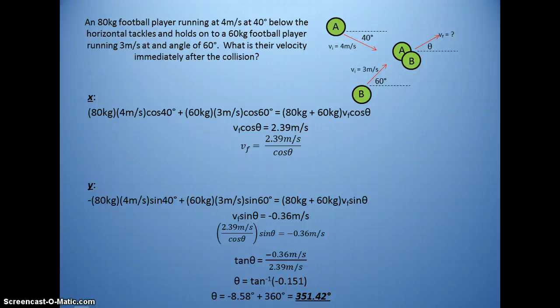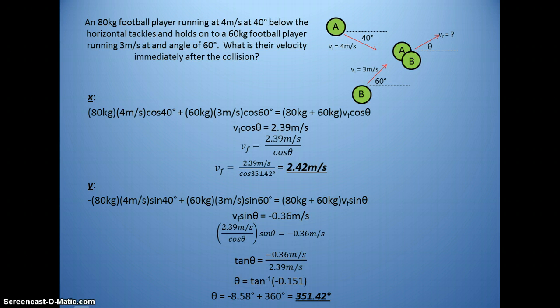Please realize that this is a negative y value, so negative 0.36, and a positive x value, 2.39. When you have a negative y and a positive x, we are talking about the fourth quadrant, and when you get to the fourth quadrant, you must add 360 degrees. Hence our answer of 351.42 degrees. You can then take this and substitute it above back into our original expression for VF, and you will solve for VF as 2.42 meters per second.